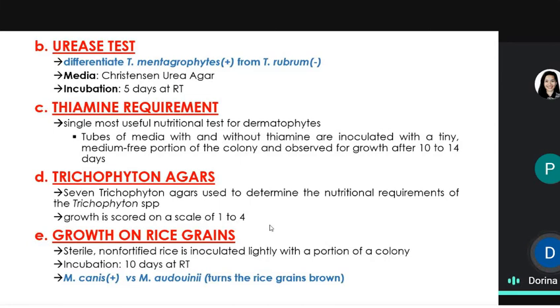You have your urease test. Pareho lang din dun sa iyong bacteriology. It's just that you're using now fungi. Again, their ability to produce the enzyme urease. Anong gagawin ni enzyme urease? Doon sa ating urease test, if you remember your bacteriology.